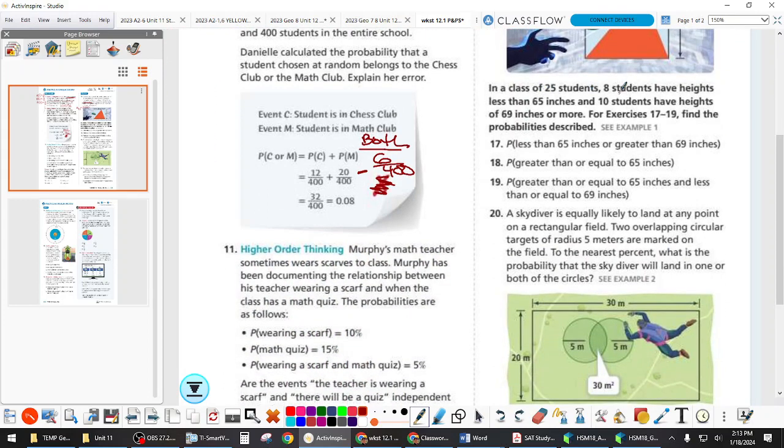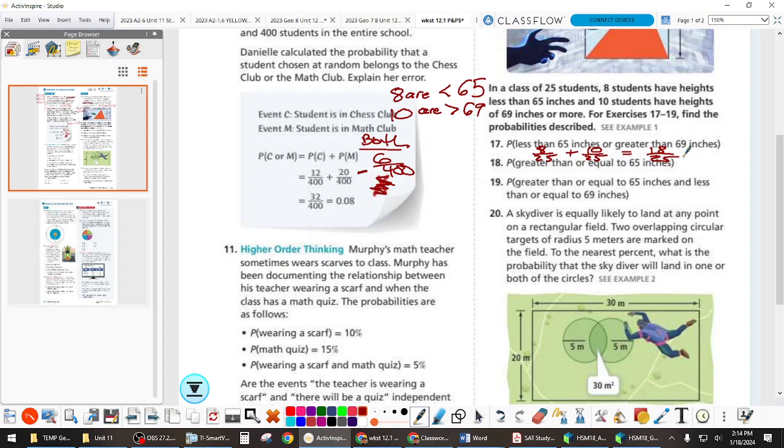25 students in a class, 8 are shorter than 65. So 8 are, I'm just going to make this more visual, 8 are less than 65. 10 are greater than 69. So number 17, what's the probability that a student is less than 65 or greater than 69? What do you need to ask first? Yeah, we need to know if those are mutually exclusive. Well, can you be both? Nope. So in this case, it's just adding them up. So 8 out of 25 plus 10 out of 25, which is, excuse me, 18 out of 25. And you can't reduce that, so it's fine to just leave it.